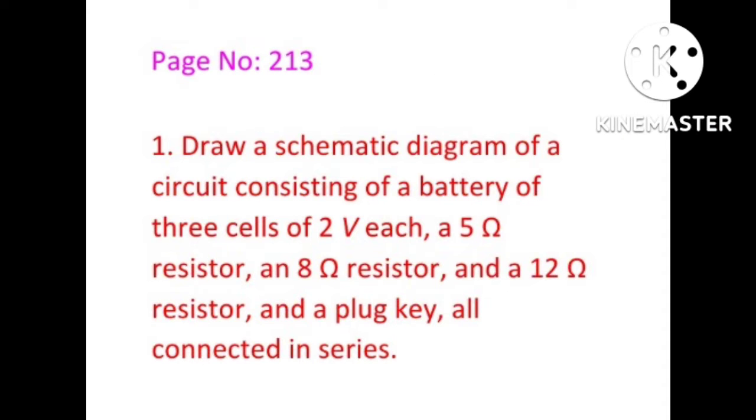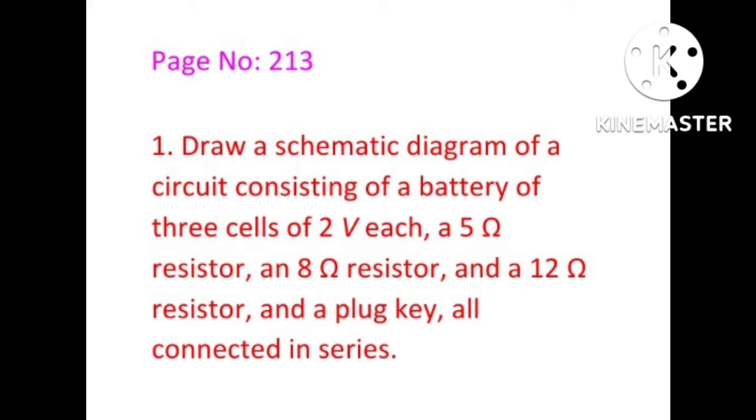Page number 213. The first question is, draw a schematic diagram of a circuit consisting of a battery of 3 cells of 2 volt each, a 5 ohm resistor, an 8 ohm resistor and a 12 ohm resistor and a plug key all connected in series.